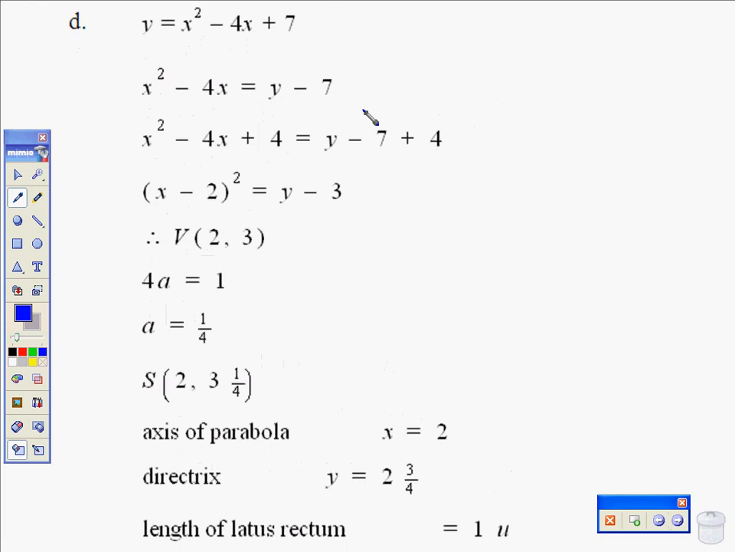This time we're going to have to start to complete the square because we're in this form. So notice what we do, we want to get it back into the form (x minus h) all squared is equal to 4a outside of (y minus k). We need to manipulate it.